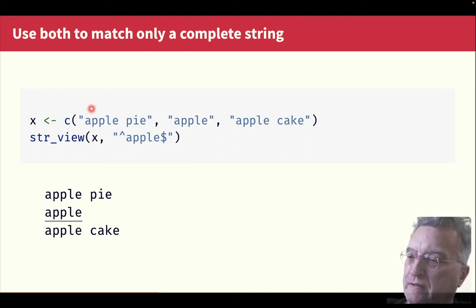Okay, so now I can use both to match only a complete string. For example, I can match apple occurring as the entire string. So this is a complete string from the beginning to the end of the string, where the word is apple. And of these three, only one of them matches that.